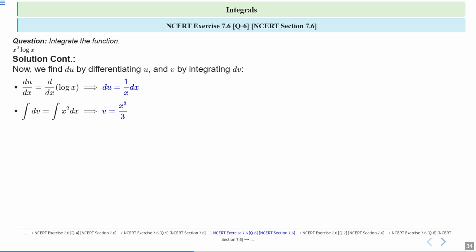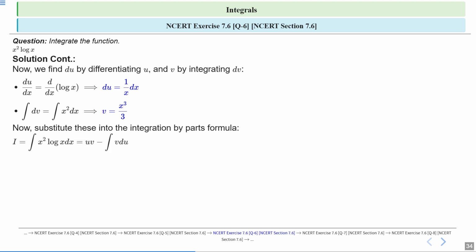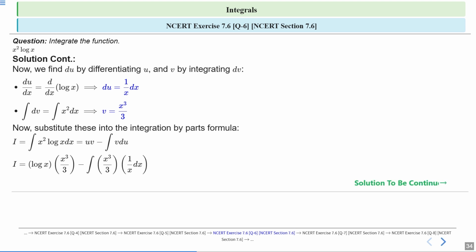That is, integration of x^n is x^(n+1) by n plus 1. So the integration of x square is x^(n+1), that is 2 plus 1, 3, by 2 plus 1, that is 3. So now we have the value of v and du. Substitute this into the integration by parts formula. The value of u is log x. For v, we substitute x cube by 3. Then minus integration, and the value of v is x cube by 3 into the value of du, that is 1 by x dx.